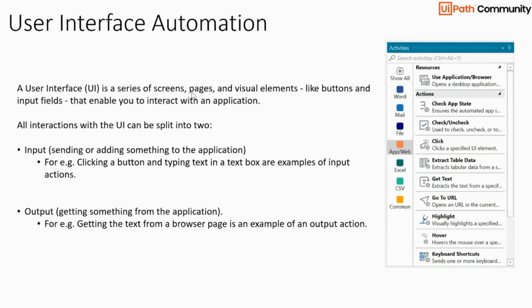Studio X, through its activities pack, mimics the way you interact with an application and recognizes the interface elements irrespective of position, resolution, or font size. This way, it helps you automate most common UI interactions. In Studio X, you will see the App/Web card, where different types of activities or actions are available to help you perform your automation.